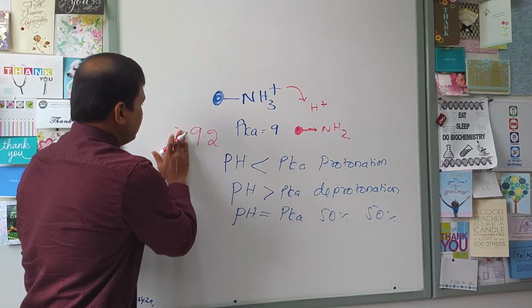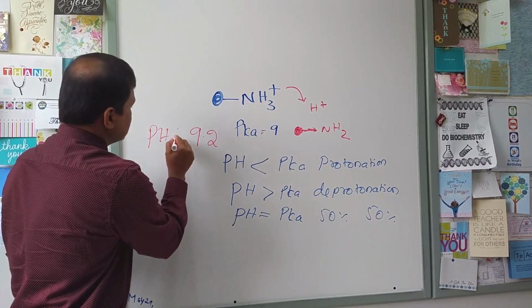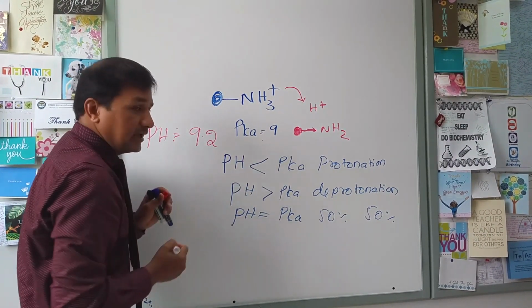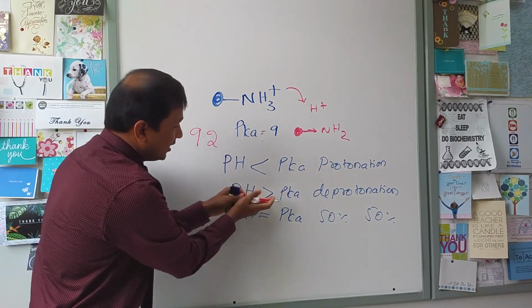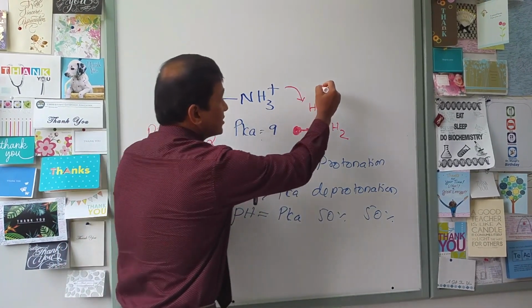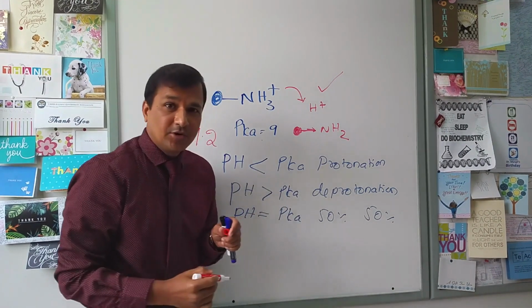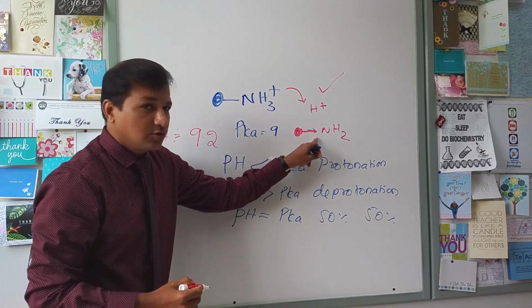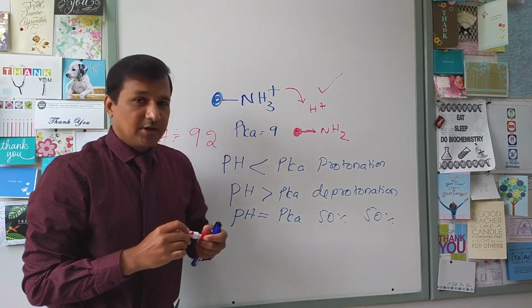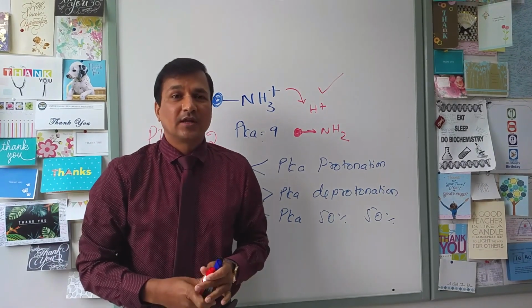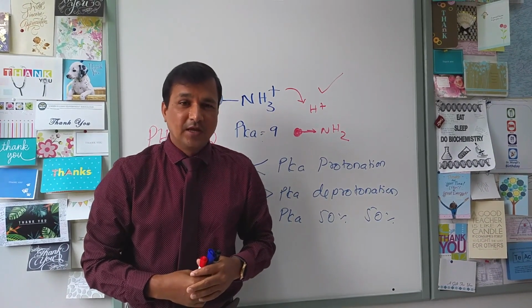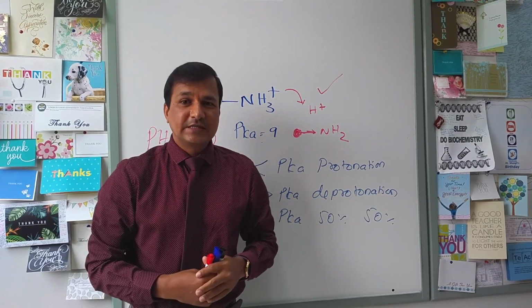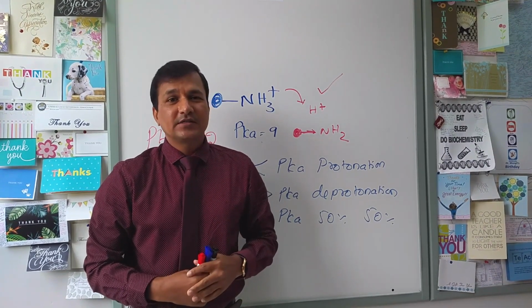When the pH is 9.2 and the pKa is 9, you are dealing with pH more than pKa. It means your drug will undergo deprotonation. It will get into the NH2 form, and that's a non-polar molecule. So it will enter the cell with free diffusion. And that's why the answer for the question is option E, and that is pH 9.2.